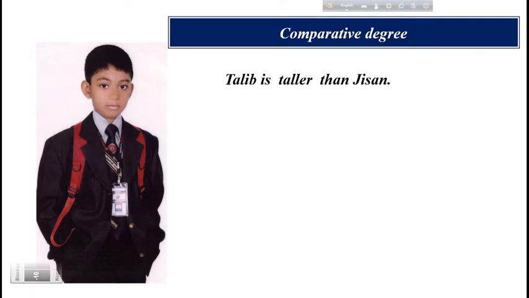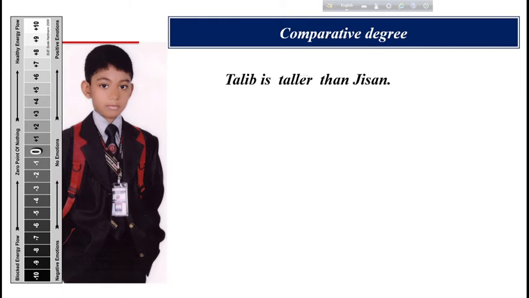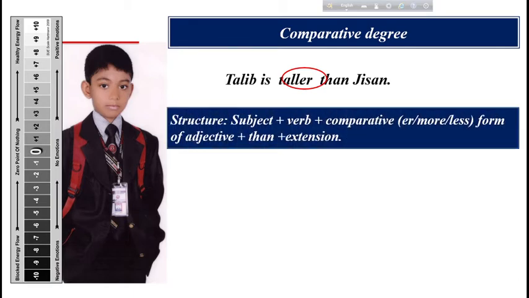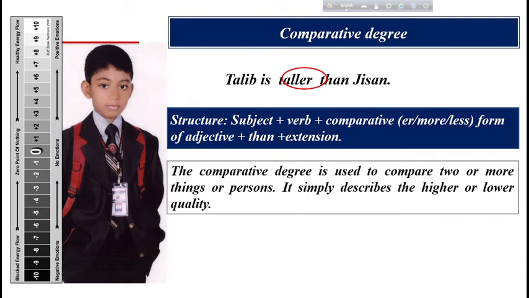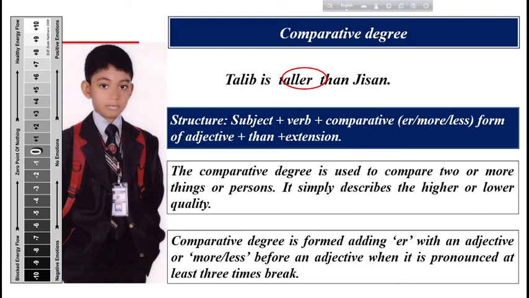Talib is taller than Jishan. Here, taller is the comparative degree. Okay, tall, taller. Structure: subject, verb, comparative, here more or less, form of adjective, plus extension. Dear learners, follow this structure. The comparative degree is used to compare two or more things or persons. It simply describes the higher or lower quality. Comparative degree is formed by adding "er" to an adjective, or "more" or "less" before an adjective when it has at least three syllables, that means when it has more syllables.